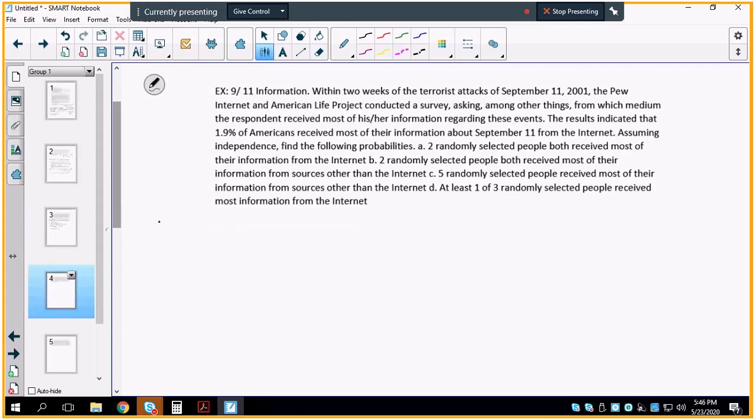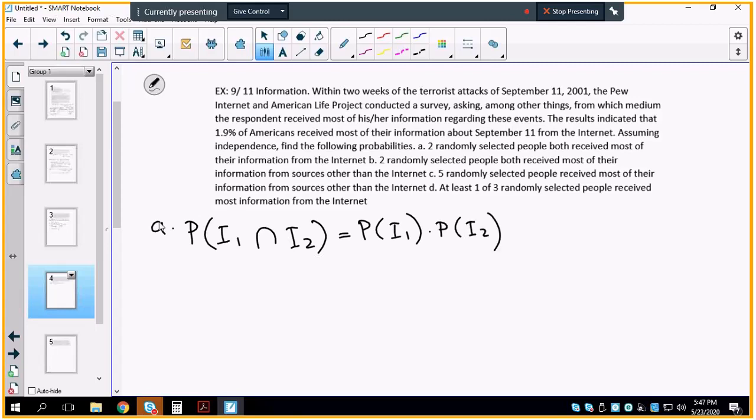Number 8, 2 randomly selected people both received most of their information from internet. So receiving information from internet, I'm going to call it I. So probability, first one received their information from internet, second one received their information from internet. So that is going to be probability of I1 times probability of I2. Again, remember these are done independent way, so I'm using multiplication rule. Probability of receiving most of the information from internet is 1.9%, so that's 0.019 in probability times 0.019. So this is going to be 0.000361. That's the probability.